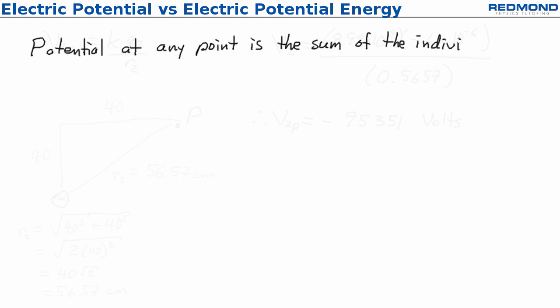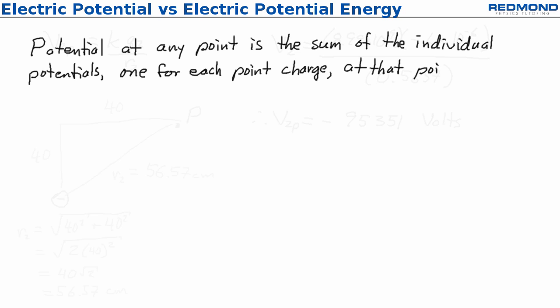So one of the key points with electric potential is that the potential at any point is just the sum of the individual potentials for each source charge at that point. So the potential at point P, Vp, is just the sum. So we have V1 of P plus V2 of P. And the potentials can be positive and negative, and this is not vector math. These are not vectors, which makes it nice and easy. So we just have to substitute the values in.